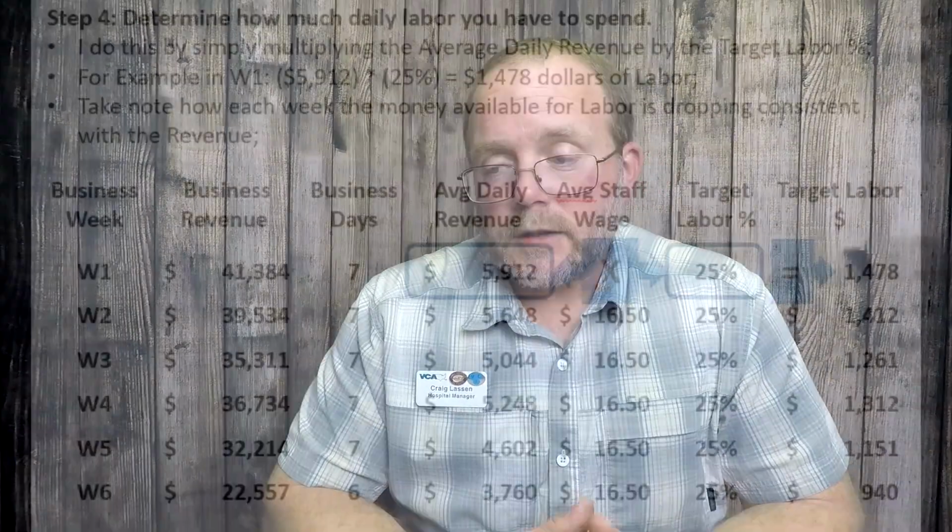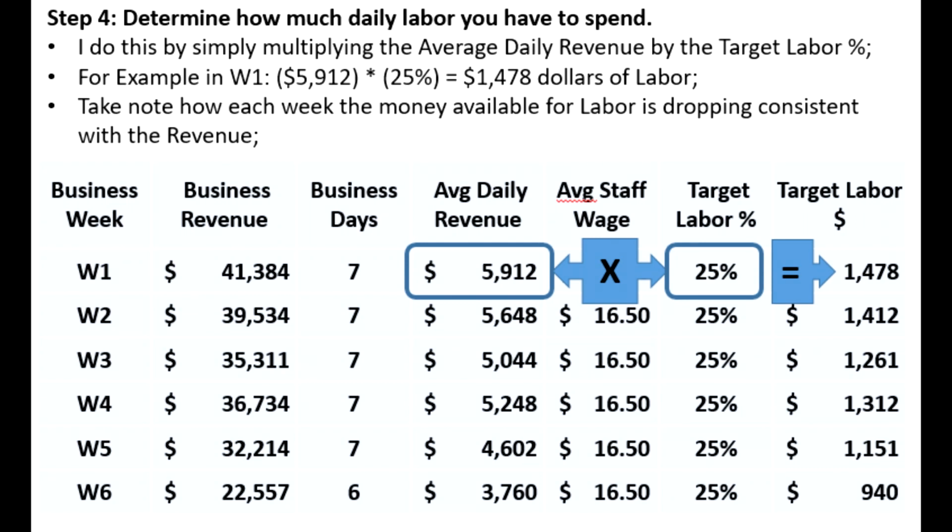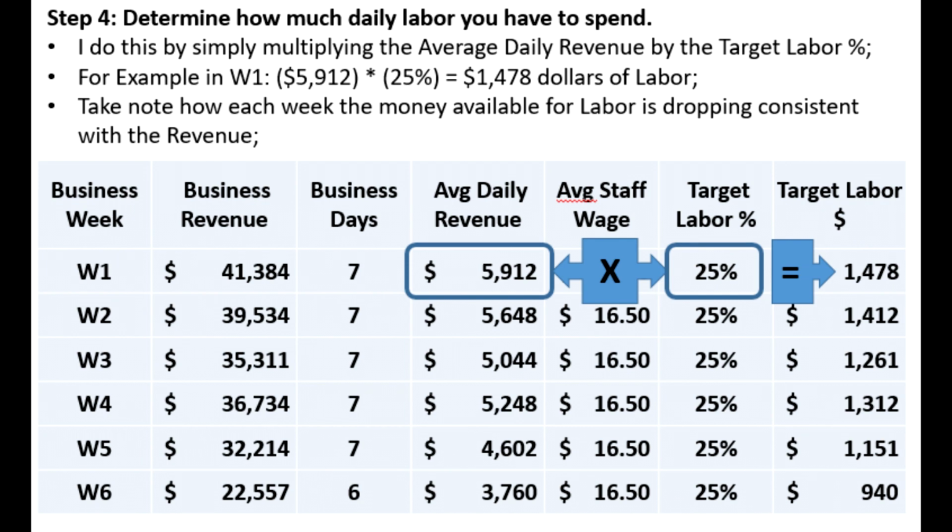Step four, we're going to determine how much daily labor we have to spend. And so, again, pretty simple math here. All I'm doing is taking the average daily revenue and multiplying it by that target percentage rate. And that's giving me a dollar amount each day that would be the equivalent 25% of their revenue. And so you can see, just looking here, what's happening to them. In week one, they had $1,400 to spend, a little more than that each day. And by week 6, if we were adjusting our labor budget to the declining revenue, they'd be down to less than $1,000 a day that they could spend on labor. So this is tough stuff.